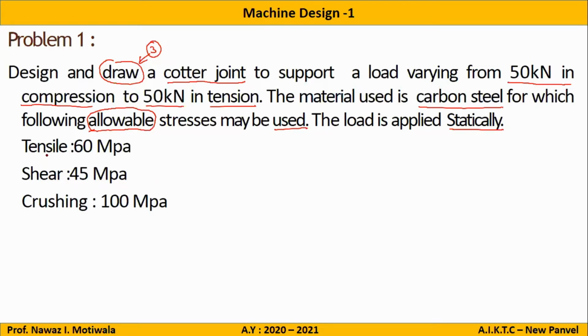The stresses given are, in tensile, 60 MPa. So I will write down sigma T as 60. In shear it is given 45 MPa. So I will write it as sigma S. Crushing is given as 100. So I will write sigma C.